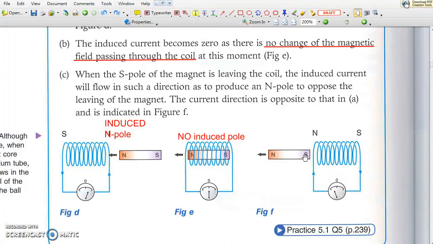Third, the south pole of the bar magnet is leaving the solenoid, and hence a North Pole is induced in order to attract the leaving magnet. Thus, the induced current changes in direction as the bar magnet passes through, from one direction to 0 to another.